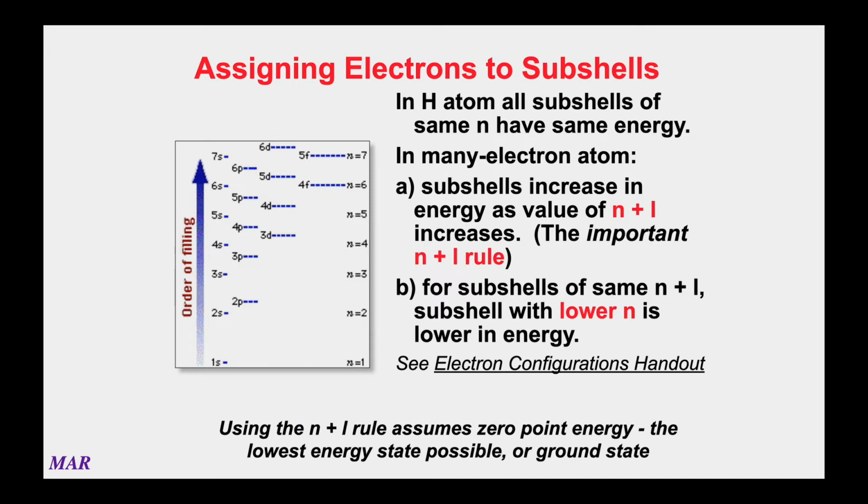The n plus l rule assumes what's called zero-point energy, which is the lowest energy state possible for an atom. Most of the time in the real world, because of energy from the sun or nuclear radiation or any kind of reason, sometimes you have excited states, but we're going to assume that everything is behaving itself and pretty chill. So we're going to talk about how we can predict the default energy system for the different atoms. And it works out pretty well.